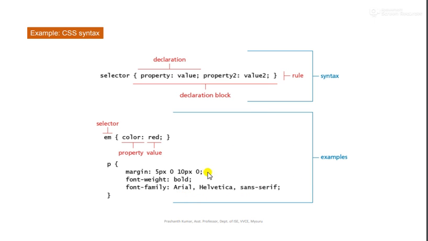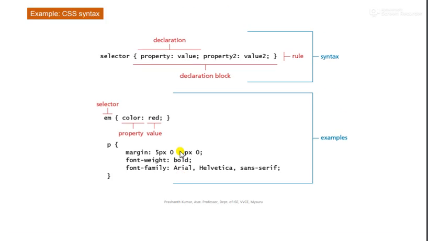The main thing is, P is the selector, and the properties are margin, font weight, and font family. For these three things, what values you are giving, those are the values. And here you see this one ends with a semicolon. If you miss this one also, it will not apply. Are you understand? Okay, where we mention this one, that we see next.